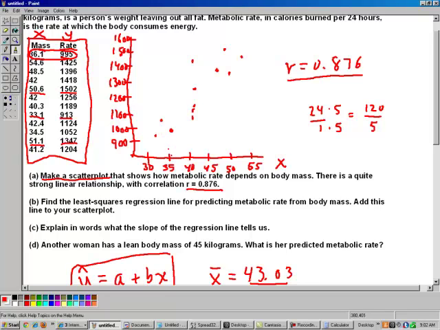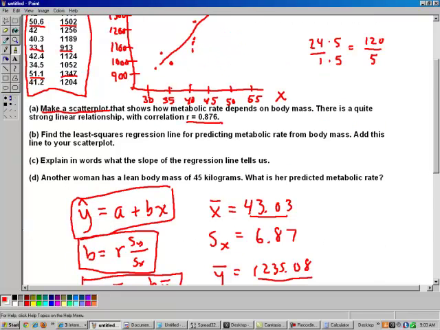So from, say, 35 to 40, we would go up about 120 points, from about 900 to about 1,020 or so. So you can just kind of estimate the line, the slope, kind of like this, and you can see that this line does go through those points. All right, so that's it for part B. Now, explain in words what the slope of the regression line tells us. All right, so for part C, what does the slope tell us?